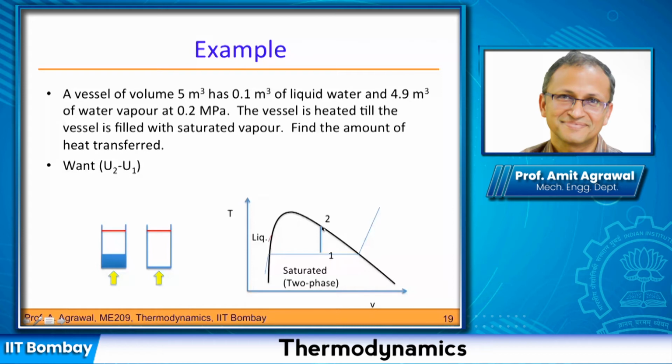Now, the other thing we have said is that we are going to stop when we get saturated vapor. So this is saturated vapor. This solid black line curve that you see here is quality. Of course, on this side, it is quality 0. On this side, it is quality 1. So this is quality 1, which is saturated vapor. And you are not going to heat it further and go into the superheated region, because you are filled with saturated vapor.